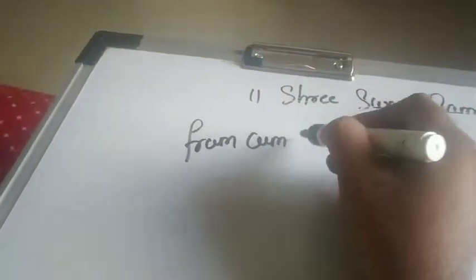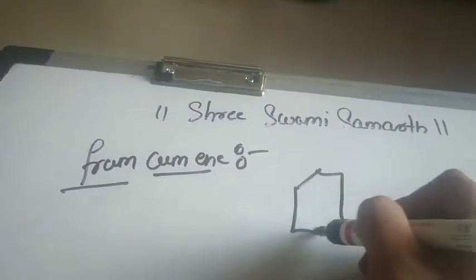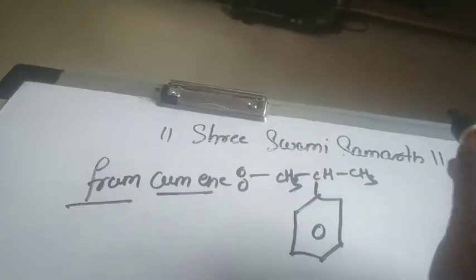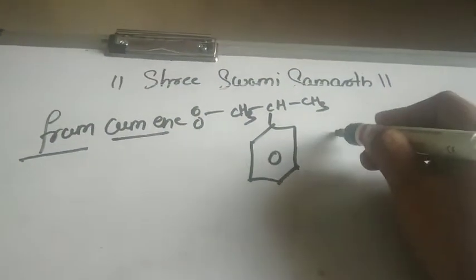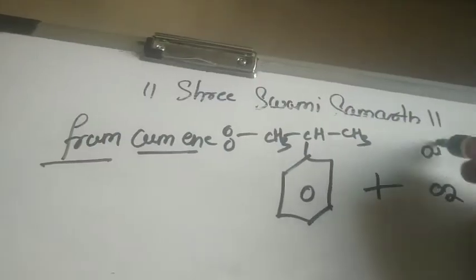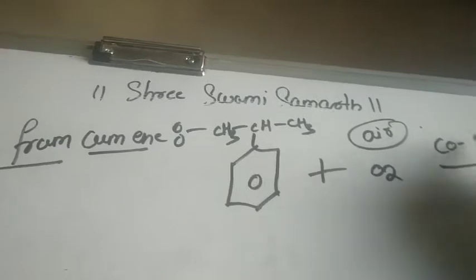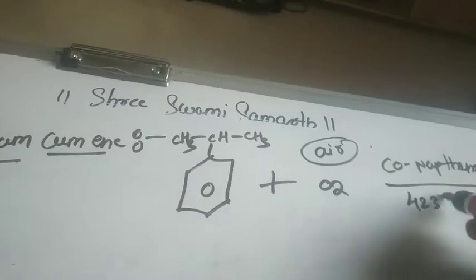The second method we are preparing is from cumene. So I told you what cumene is. Cumene is nothing but a benzene ring, and to this benzene ring we have the propyl group attached. So it is also called isopropyl benzene, right? So इसमें क्या होगा? This particular cumene is treated with oxygen. Now where does this oxygen come from? This oxygen comes from the air, right? So we have taken the oxygen in presence of cobalt naphthenate at 423 Kelvin.